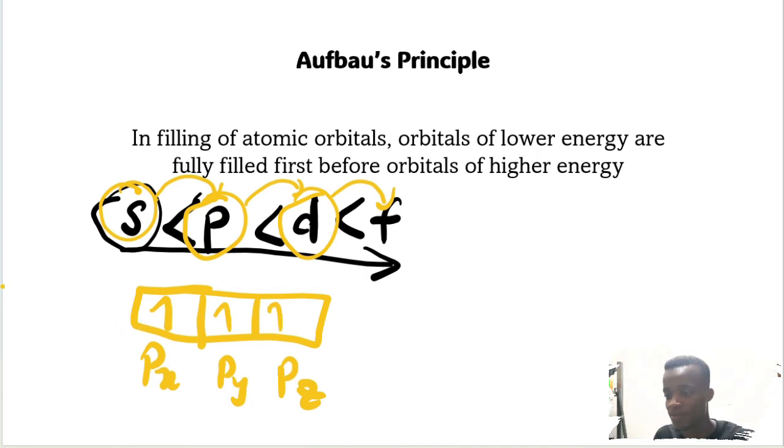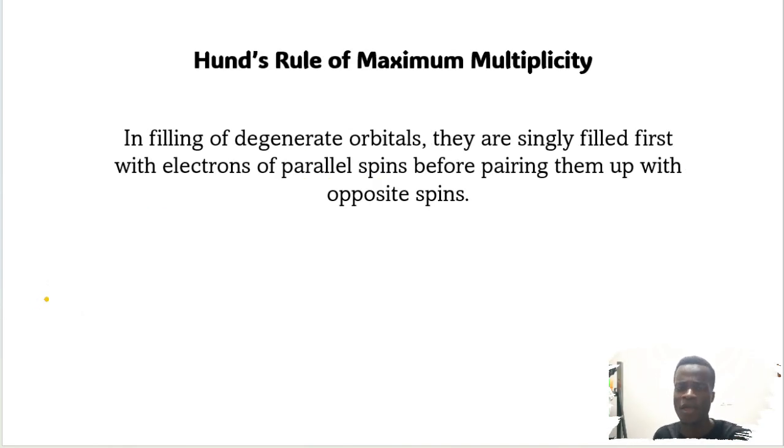Now let's look into the next principle. What does the next principle say? The next principle is Hund's rule of maximum multiplicity. In filling of degenerate orbitals, Hund's rule is going to focus on the degenerate orbitals. It means that the s orbital is not involved, because the s orbital is not a degenerate orbital, it's a non-degenerate orbital. So we are not going to focus on that. The focus will be on the degenerate orbitals, meaning the p, the d, the f. They are the degenerate orbitals. And it's saying that if you are filling these degenerate orbitals, you have to singly fill them first with electrons of parallel spins before pairing them up with opposite spins.